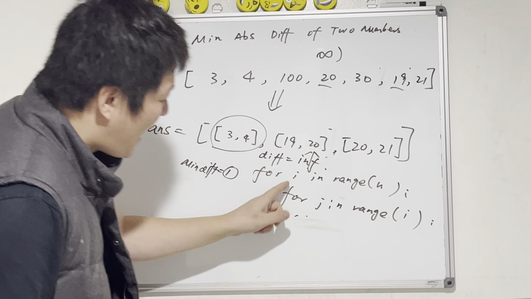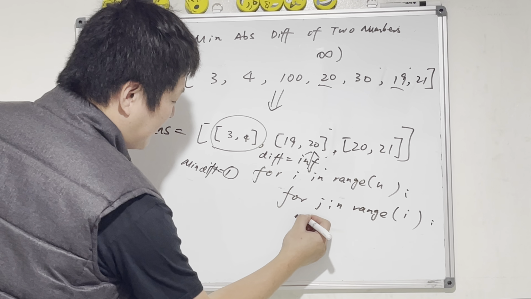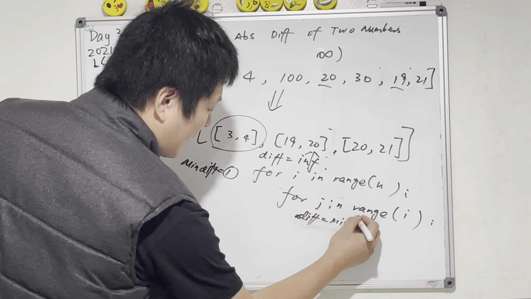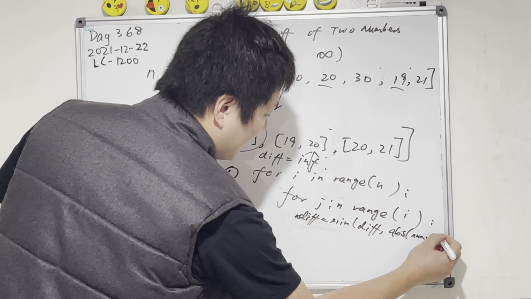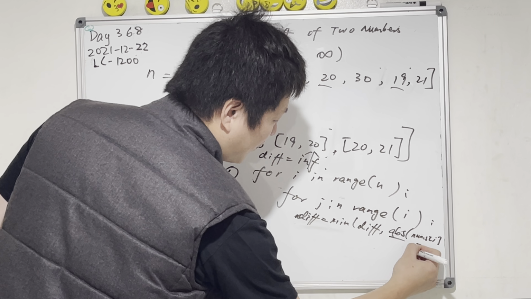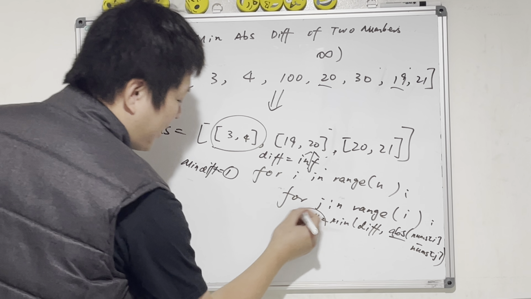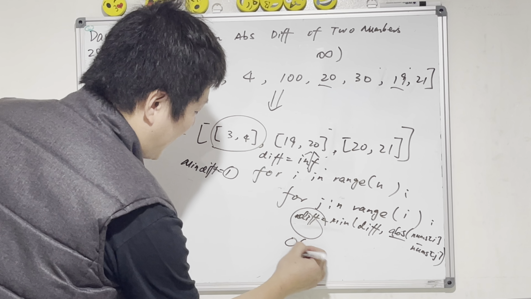For i in range n, for j in range i, then min difference equals min of min difference and the absolute difference, ABS of nums i minus nums j. What's the ABS function? I talk about this all the time. And then I get the minimum difference. This is O(n squared).